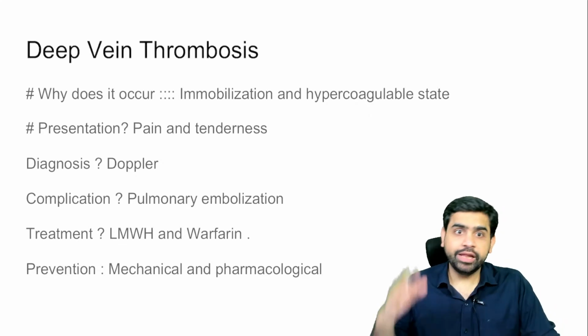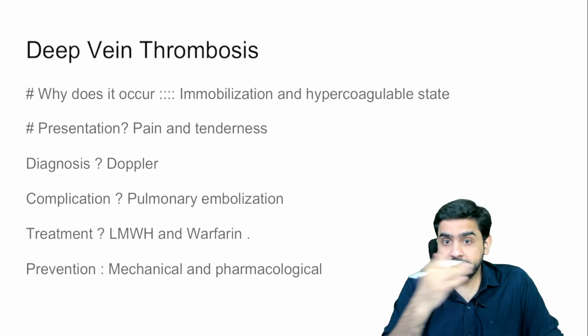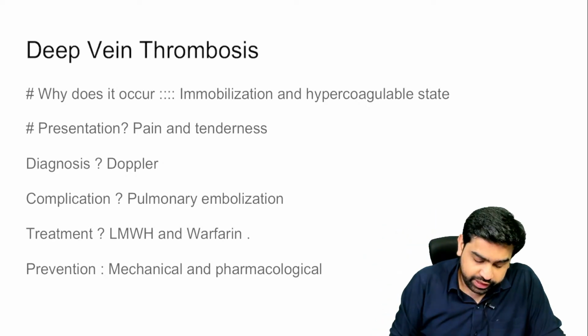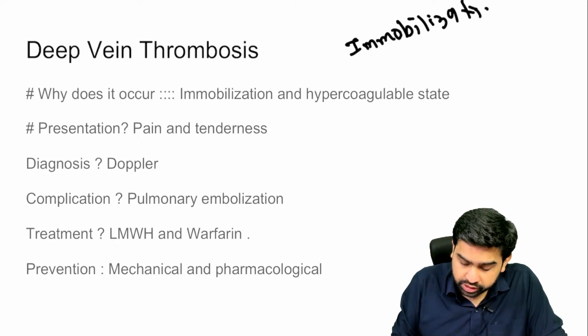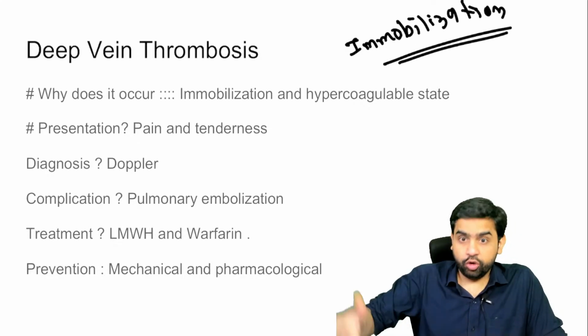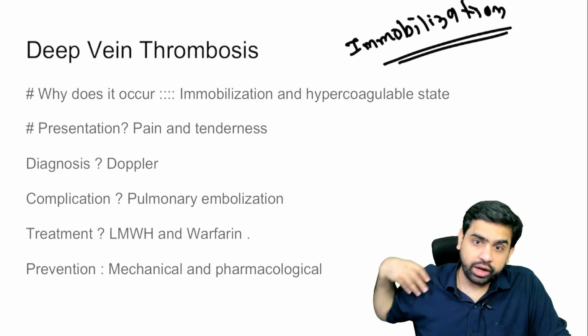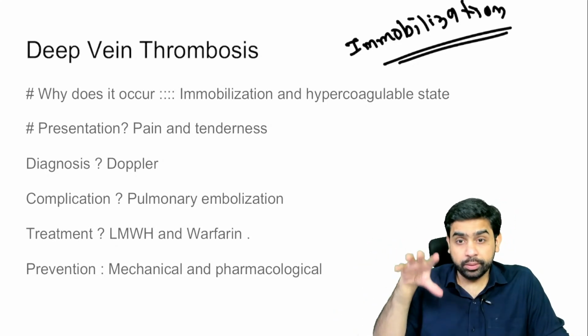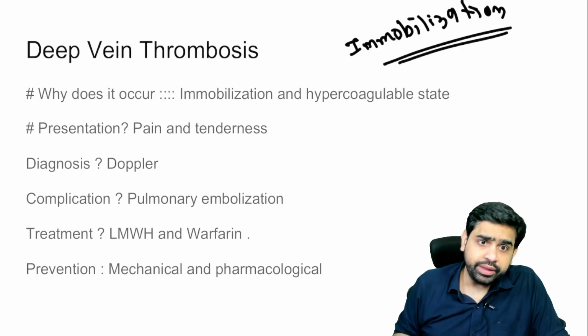Now let's talk about deep venous thrombosis. So now we are going to talk about the venous system. What is deep venous thrombosis? Again, the problem is immobilization. If the patient is not moving around, the blood will not come back from the lower limbs to the heart. Because of this, there's going to be venous stasis, and because of that, the patients might end up with a deep venous thrombosis.